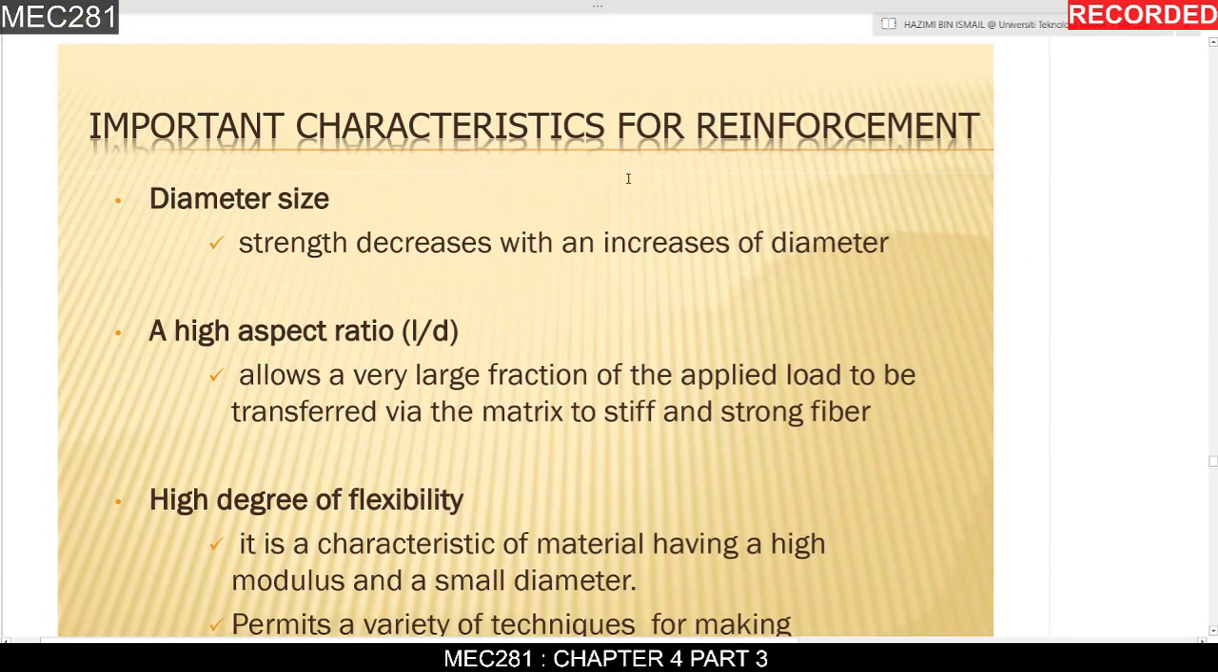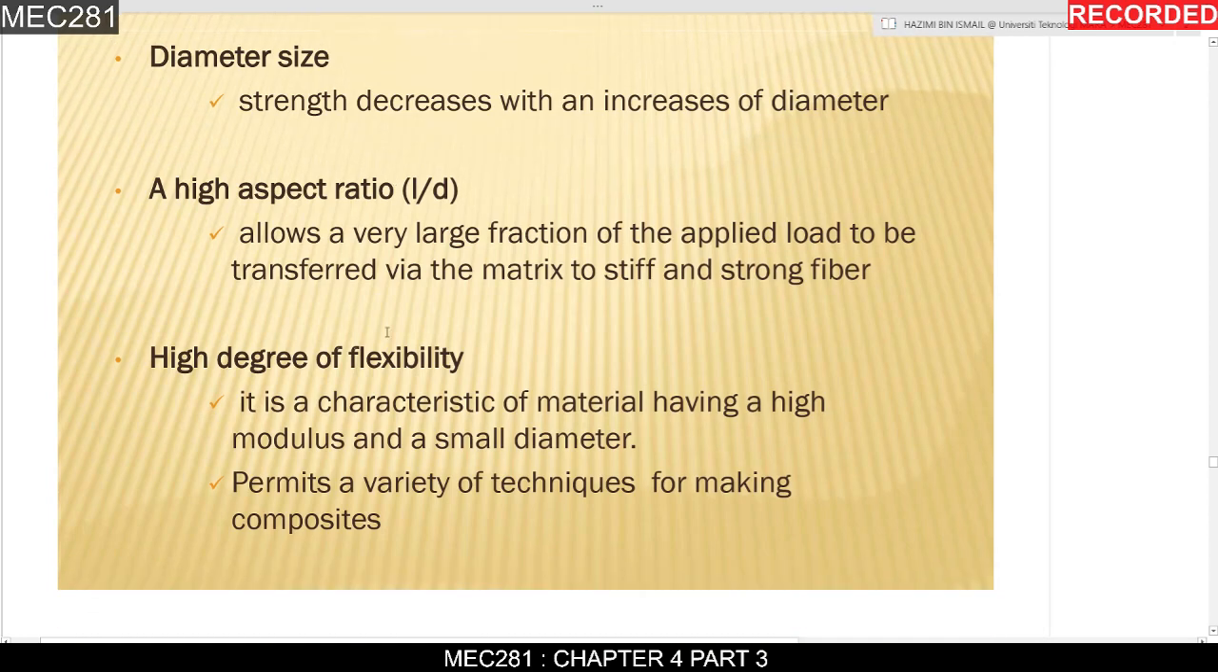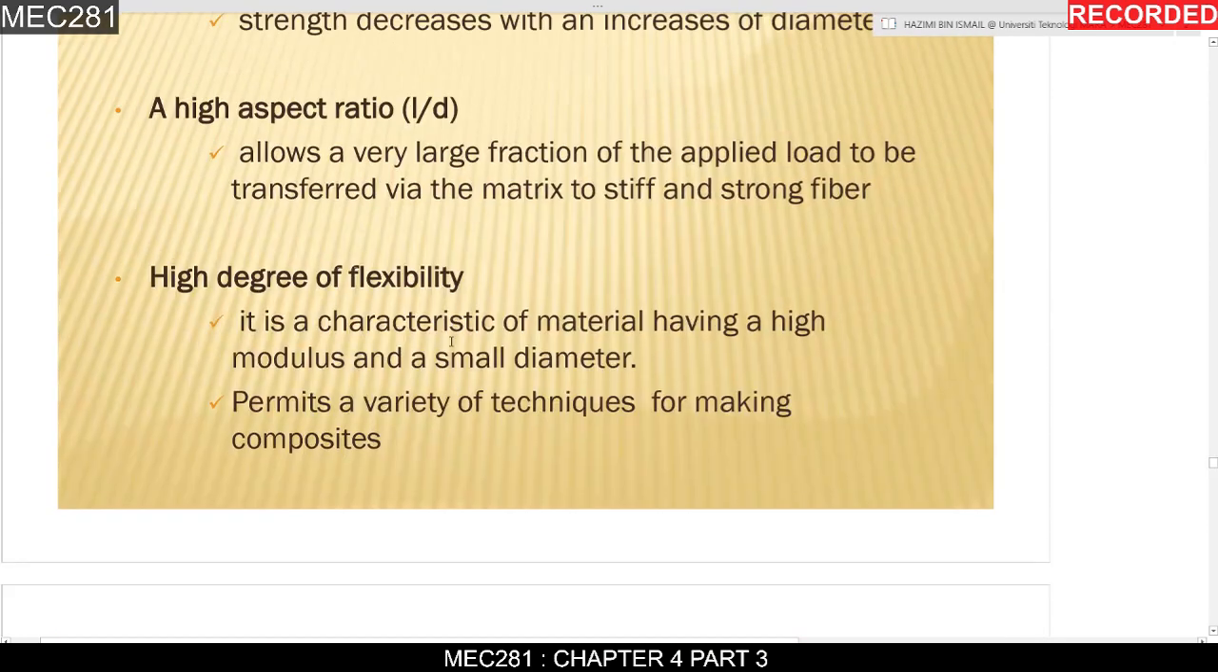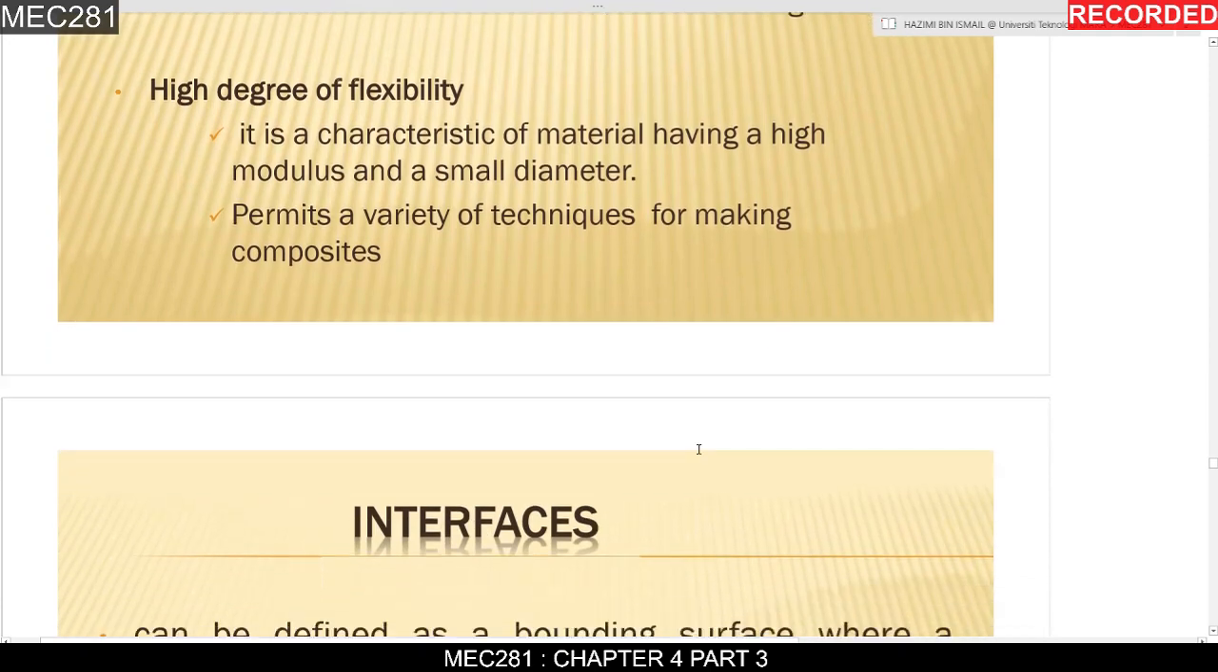So important characteristic for reinforcement. Okay, these are the factors for the reinforcement phase. One is the diameter size, a high aspect ratio, high degree of flexibility. Okay, so all of these are the important characteristics for reinforcement phase in the composite.